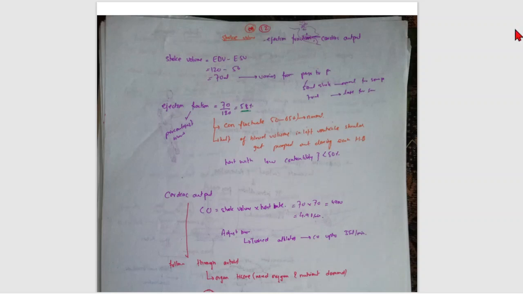Now in this video we will talk about stroke volume. What is stroke volume? We will also talk about the ejection fraction and cardiac output. Stroke volume is actually end-diastolic volume minus end-systolic volume.